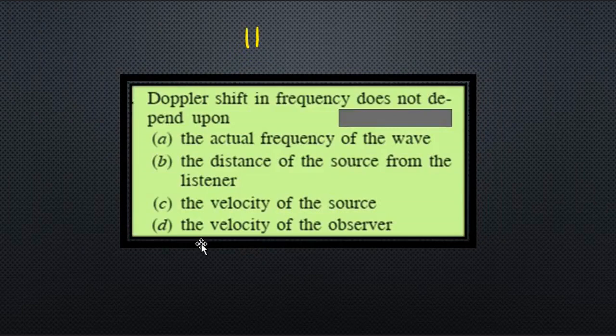Moving into question number 11. Doppler shift in frequency does not depend on the actual frequency of the wave, the distance of the source from the listener, the velocity of the source, the velocity of the observer. Does not depend on. Right. It's B, the distance of the source from the listener. Actually that is intensity. Frequency does not change from the distance.